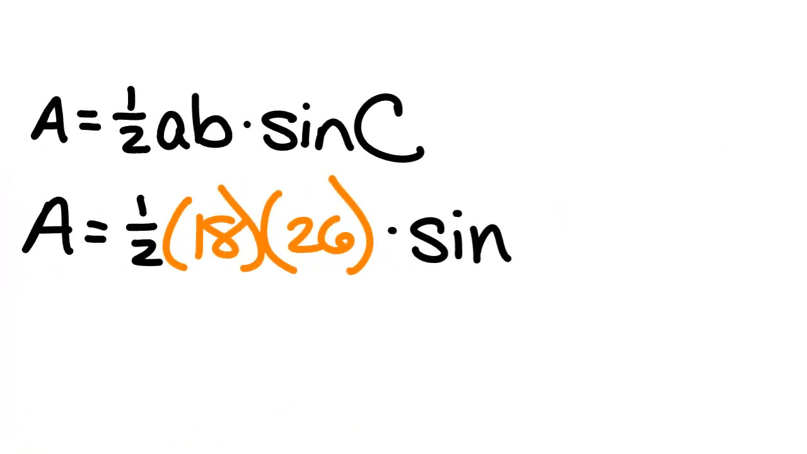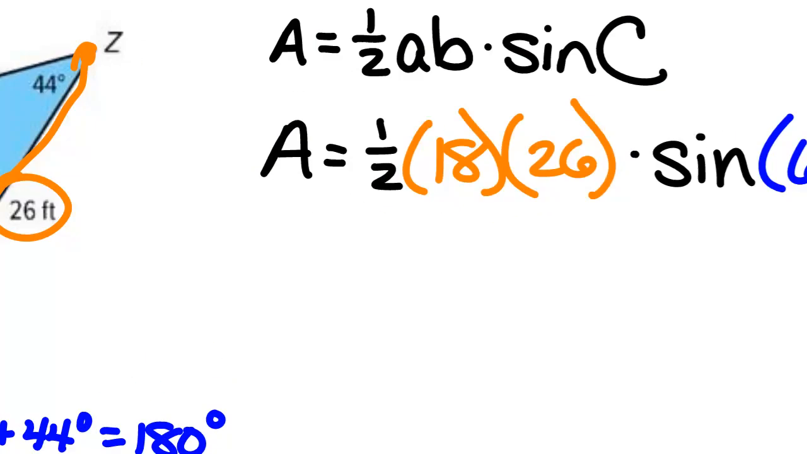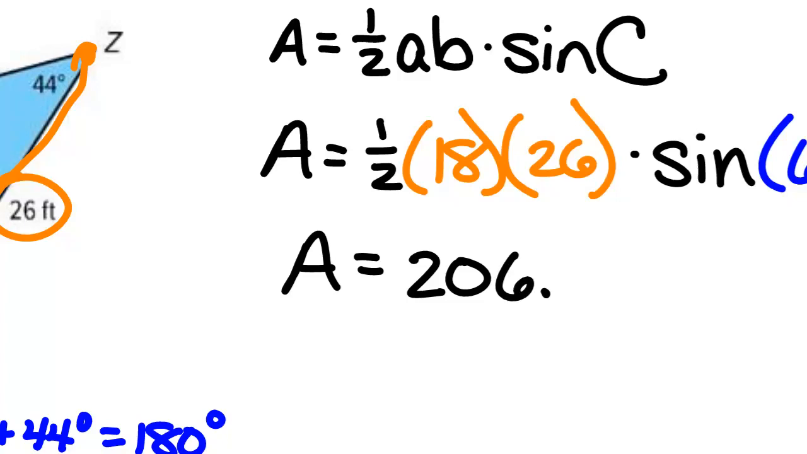That's what I have to put in for C, because that's the angle in between the two sides that we used in the formula. So from here I can grab my calculator and now I can type this whole thing in. 1/2 or 0.5 times 18 times 26 times the sine of 62 degrees. And I get approximately 206.61.